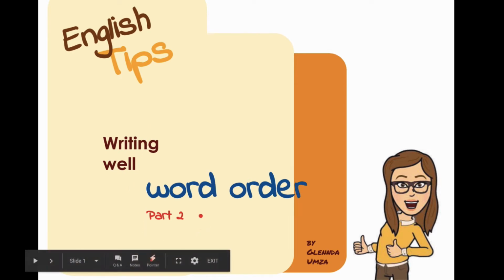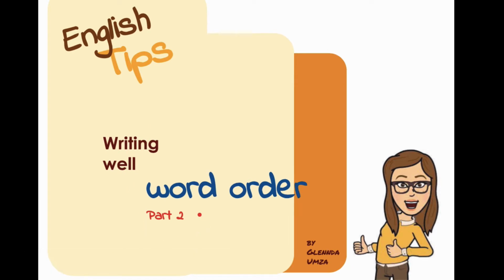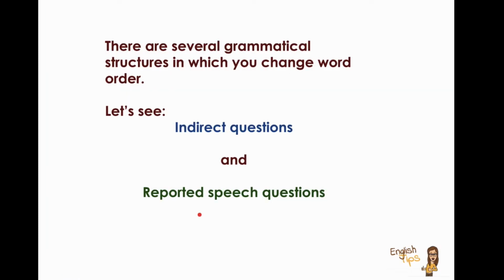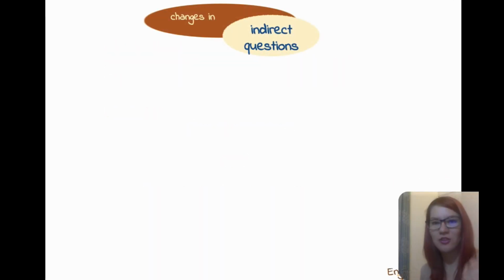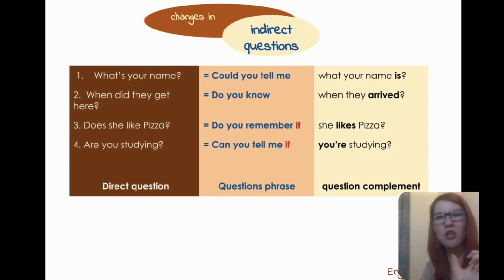This would be the second part of the video that I uploaded yesterday on word order, and the idea is to focus on a couple of grammatical structures in which you change word order in a very particular way, and these would be indirect questions and reported speech questions. Alright, so after checking the three principles, now we're going to focus on the first grammatical point, that is what changes happen in indirect questions and how we change the word order.